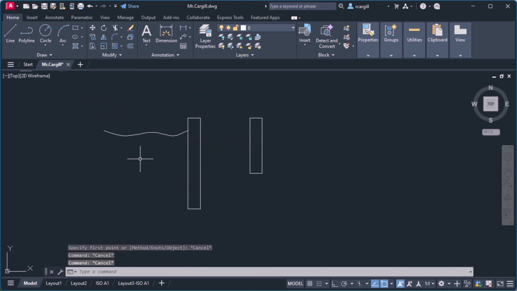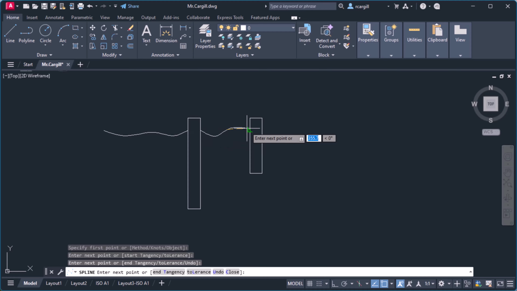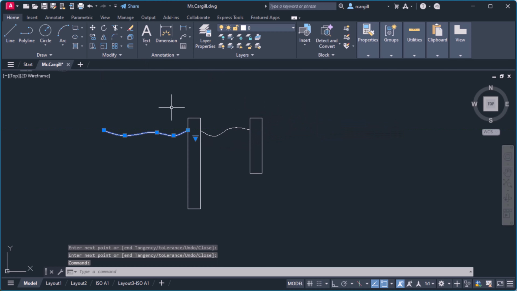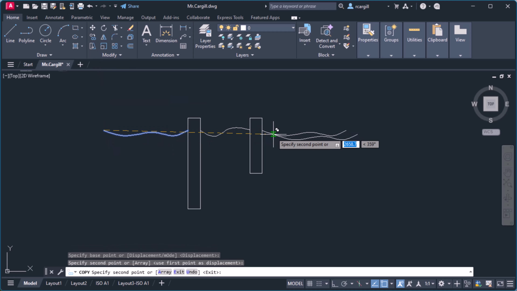Now I can just press space bar to give me the previous command and use my spline again on this side. Just like that. So let's say that's the earth. Enter. I could either draw the next part over there, or I can just copy this from here and bring it over there.